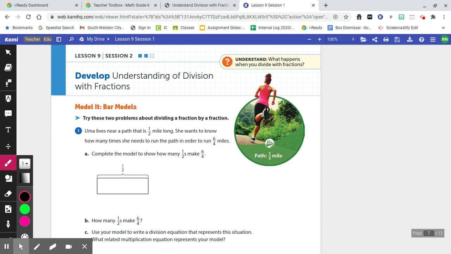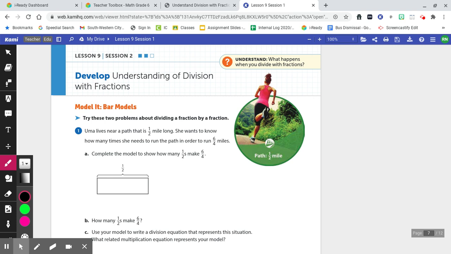We are now on Lesson 9, Session 2. This is a develop lesson, understanding of division with fractions. So, dividing with fractions again. If you would open your book to page 201, make sure you have your pencil. On page 201, this is Lesson 9, Session 2.